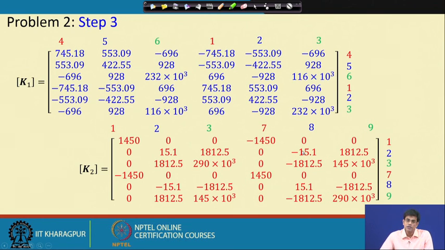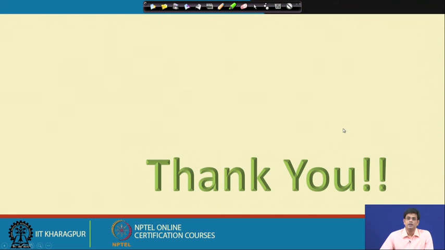Now, the main objective is what the assembling procedure is, so that we get the global stiffness matrix. That we will discuss in the next class. So, I stop here today. In the next class we will essentially assemble and solve this problem. Thank you.